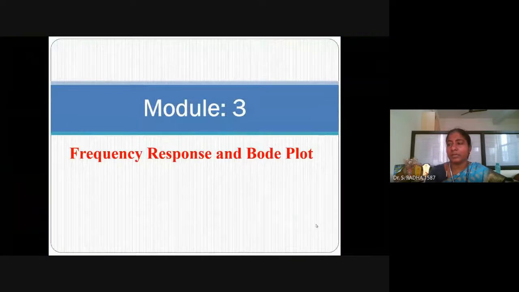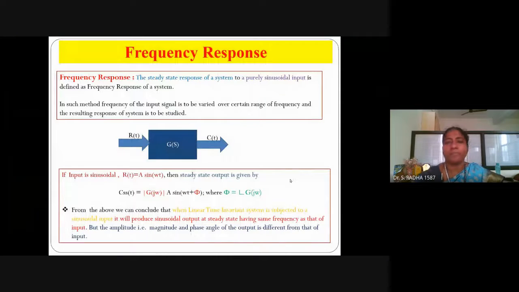Module, third unit, Bode plot. And before that, we need to understand what is frequency response. We know what is time response, which had transient response and steady state response. In the transient response of second order underdamped system, we had the rise time, peak time, settling time, peak overshoot, delay time, all these 5 parameters.